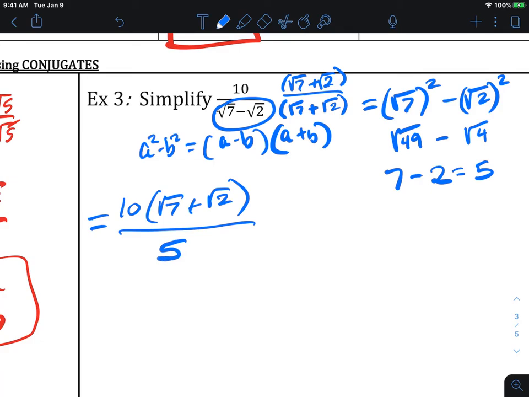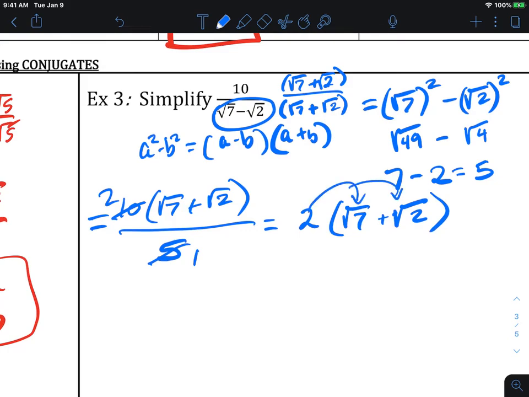Now, why did we not distribute that 10? Because you know what 10 divided by 5 is. Oh, so that's going to be a 2 multiplied by radical 7 plus radical 2. Now, you might not see that answer because you're probably going to see the 2 distributed. And you're going to get 2 radical 7 plus 2 radical 2.